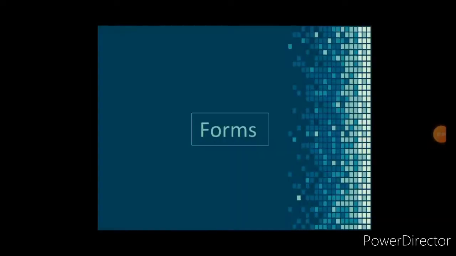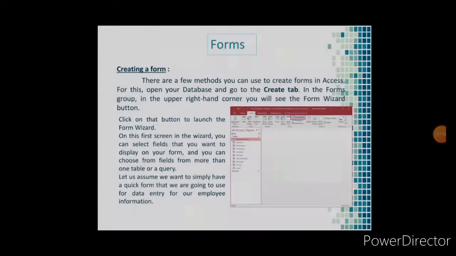And another topic is forms. First of all, what is a form? In Access, a form is an object that generally serves three purposes. The first purpose is to allow users to perform data entry. Data can be inserted, updated, or deleted from a table using a form object.